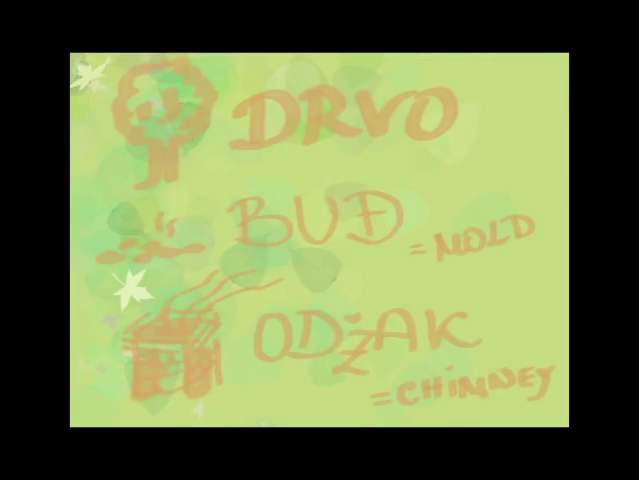Apart from these two, Serbian has two more letters that are created by combining two other letters. Before I go on to those, I first want to illustrate these three letters that we saw last. The word for tree is drvo. The word for mold is buđ. The word for chimney is odžak.